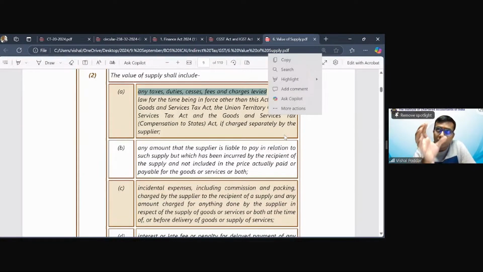So if your price given is inclusive of GST, you have to do back calculation for determining what should be the taxable value.